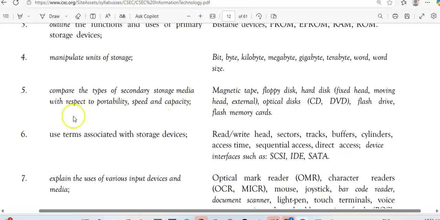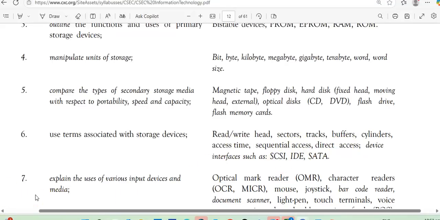Now we're going to look at terms associated with storage devices. We're going to look at read-write head, sectors, tracks, buffers, cylinders, access time, sequential access, direct access, device interfaces, and we're going to see what those mean.